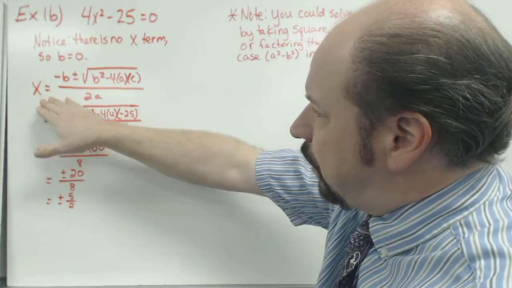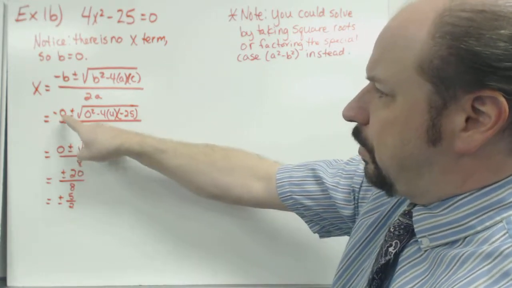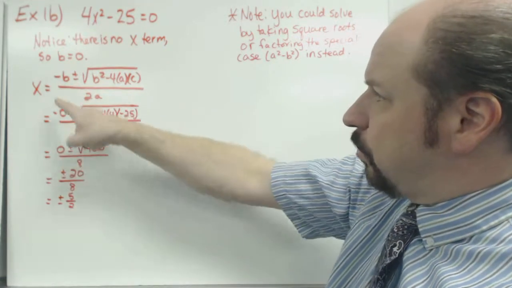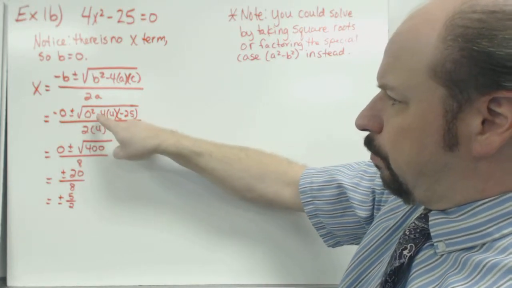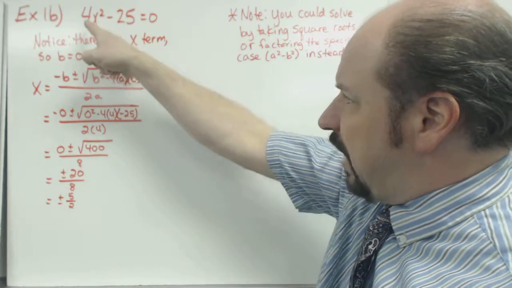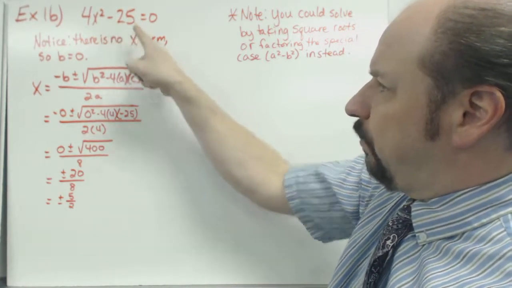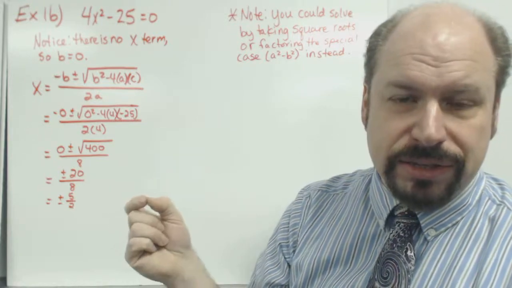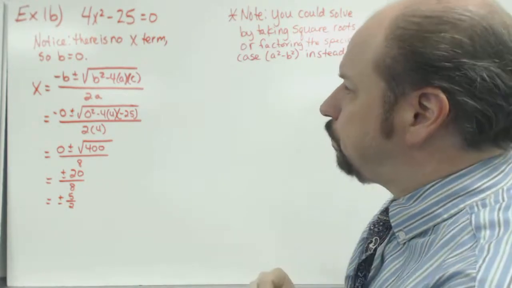So x equals, I've just written out the quadratic formula here, and now go ahead and start plugging things in. Since b is 0, negative 0 plus or minus 0 squared minus 4 times a, which is 4, times negative 25. In this case, c is negative 25 because this minus sign goes with the number.